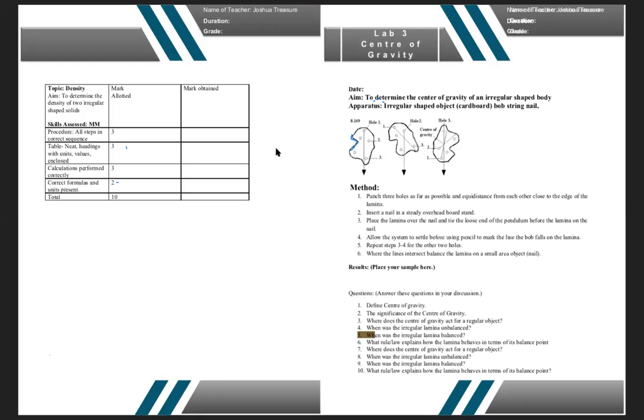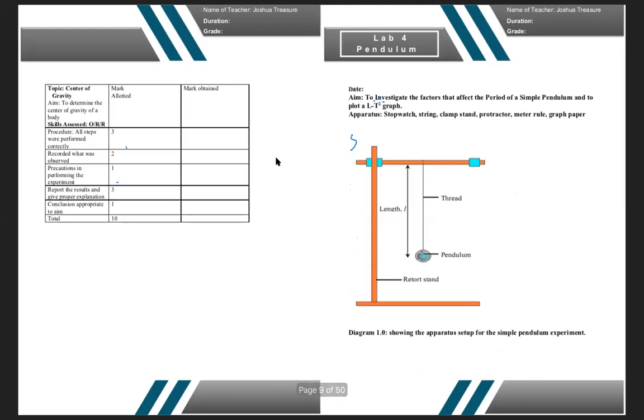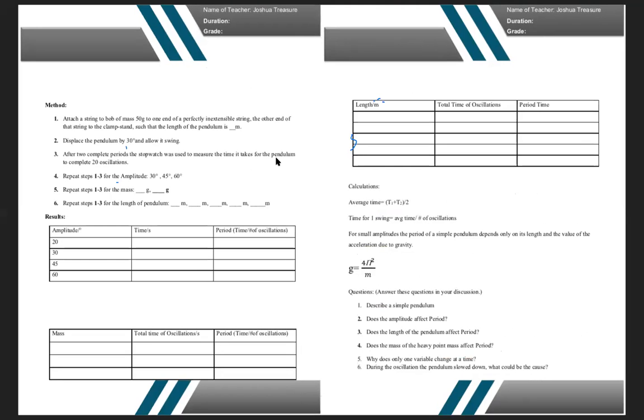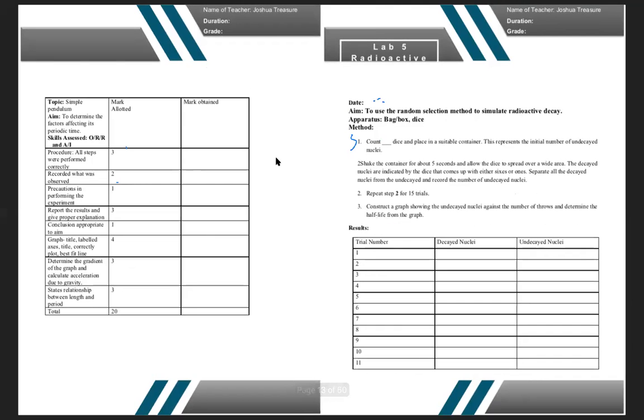Yeah, we have 8 minutes. So you're not doing pendulums yet. I'm saving that one for next year. Then we talk about radioactivity, radioactive decay, and we see this popping up again.